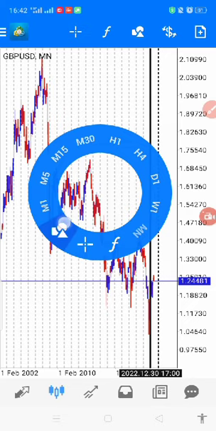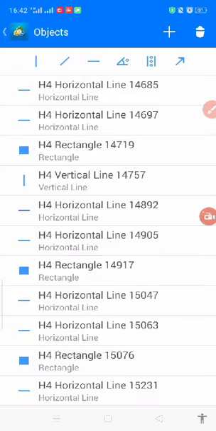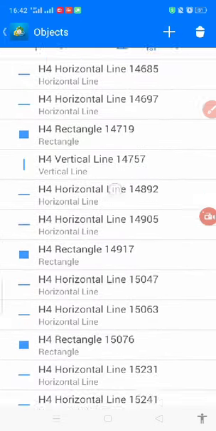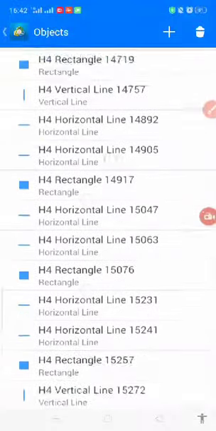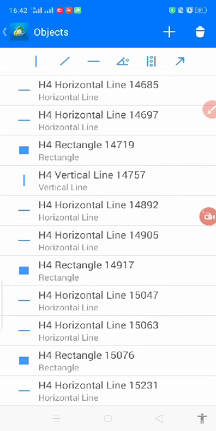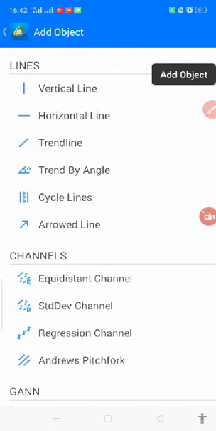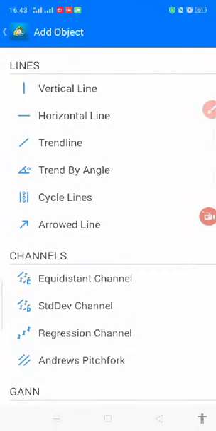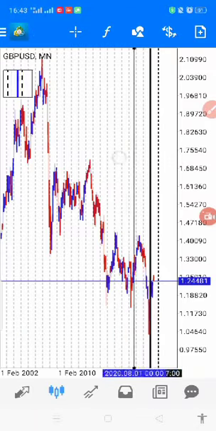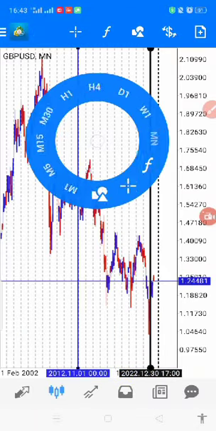So this other one right here is for objects. It shows you objects, so you can select any of the objects that you want to use, maybe vertical lines or horizontal lines. They're all here. But if you want to get a new one, you just click this plus button right here, add. It will show you a list of all the objects that you want to select. So vertical lines, it will show you all of these, or horizontal lines, they will show.